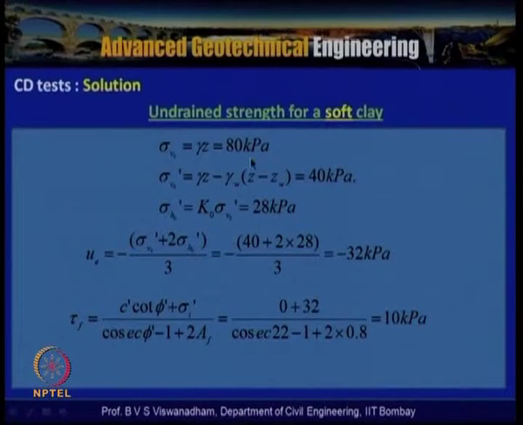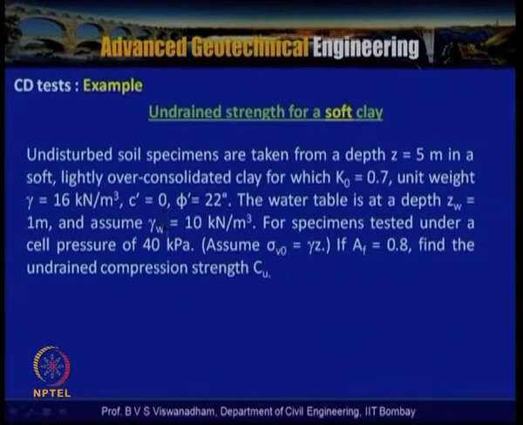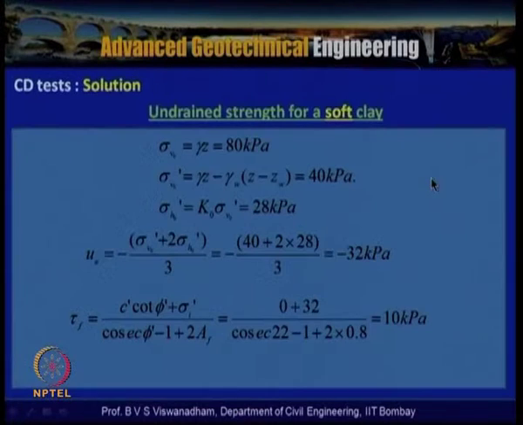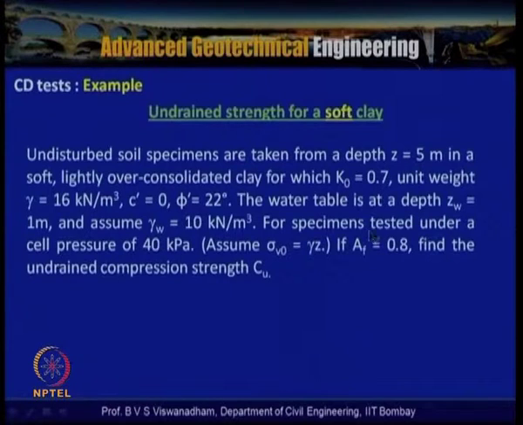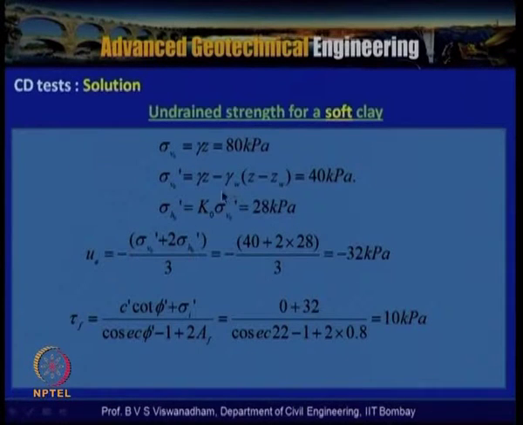So the solution actually works out like this. We can first get the vertical stress, which is nothing but 16 kilonewton per meter cube and 5 meter depth, so it is 80 kilopascals. For the effective stress, the water table is at a depth of 1 meter. So by taking these considerations, we get the effective stress. Once you know the effective stress, and K naught is given as 0.7, and sigma' V naught is actually 40 kilopascals, with that what we get is 28 kilopascals.